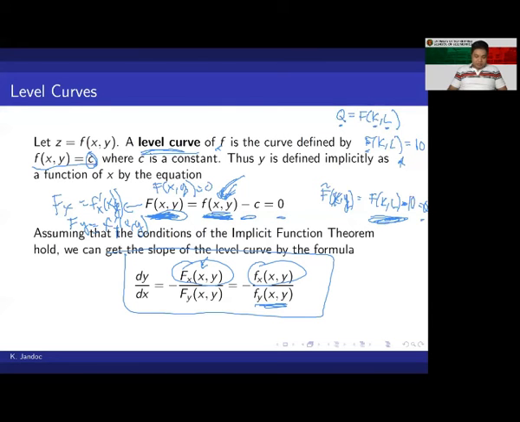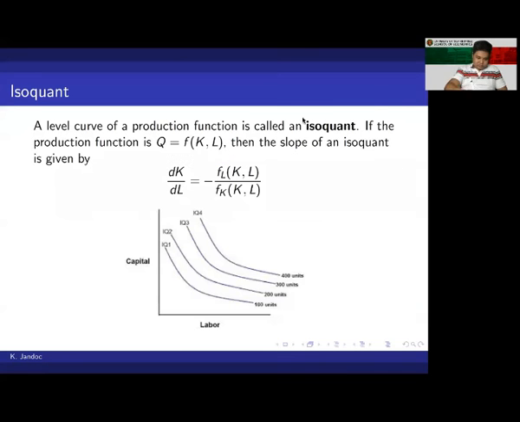We'll go to an example in the following slides using the production function example that we had. So like I said earlier, we will use this production function example. We have output Q as a function of two inputs, capital and labor. If we set a particular amount of Q, for example, F(K, L) equals 100, this defines a level curve which is called an isoquant.